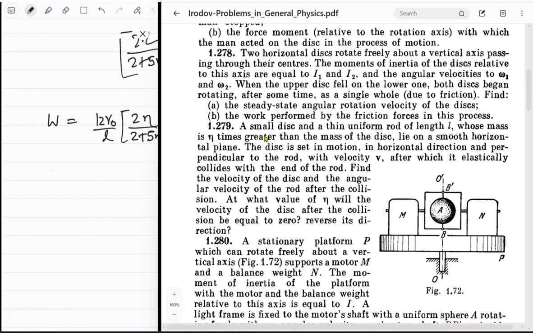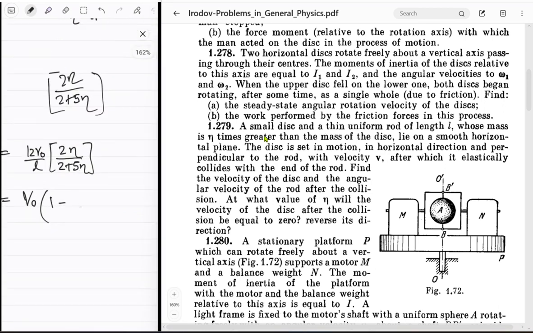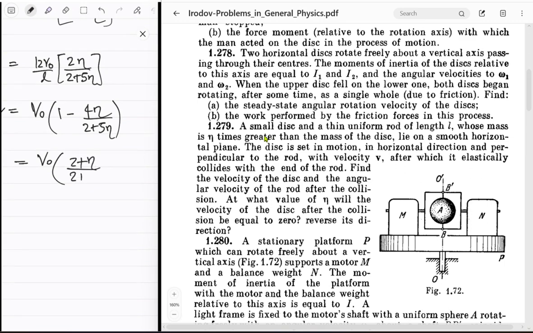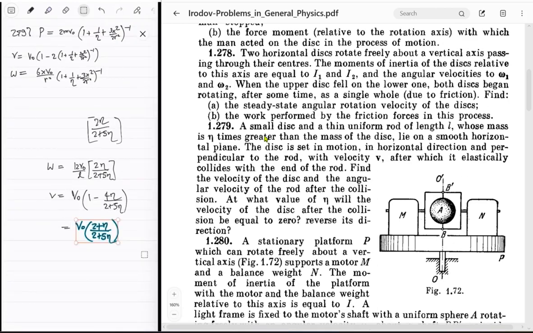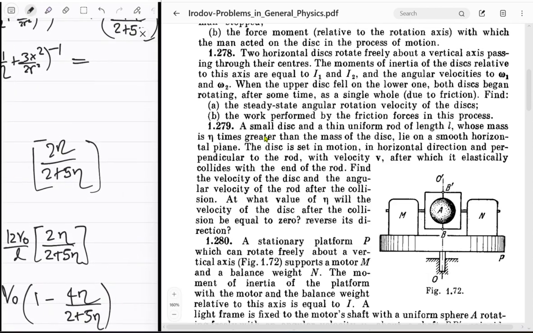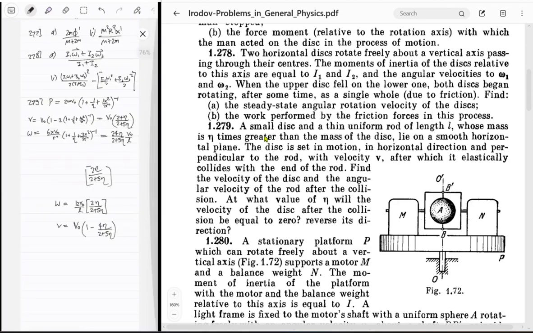And then what is our v value? It will be v naught times 1 minus 2 times all of this, which is 4 eta upon 2 plus 5 eta. Isn't that right? So it's going to be v naught, that goes away, just 2 plus eta upon 2 plus 5 eta. This is the thing. Perfect. And similarly for this guy, you could just write it as 24 eta upon 2 plus 5 eta, and then you got v naught upon L. Next question.